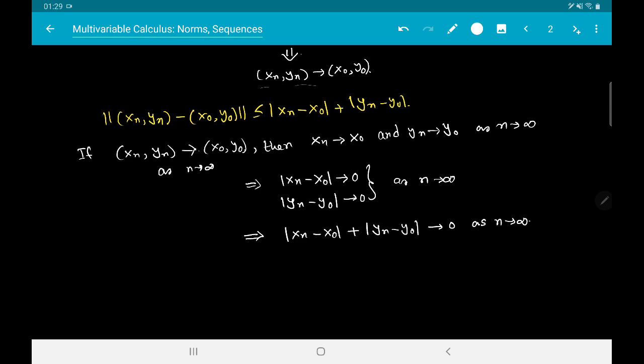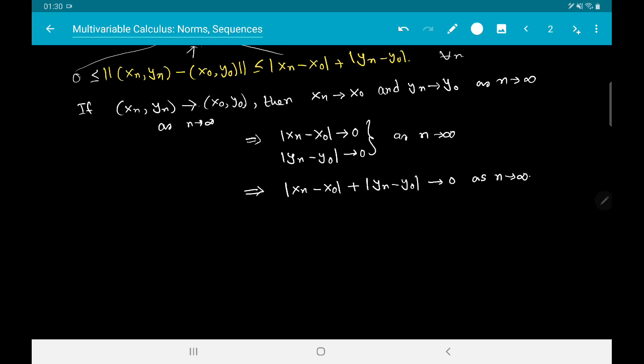Again, we apply the sandwich theorem. We know that the norm is bigger than or equal to 0, so this inequality is true for all n. The upper bound goes to 0, and the lower bound is 0, so the middle must go to 0. So by the sandwich theorem, what we have shown is that the norm of (xn, yn) − (x0, y0) goes to 0 as n tends to infinity.